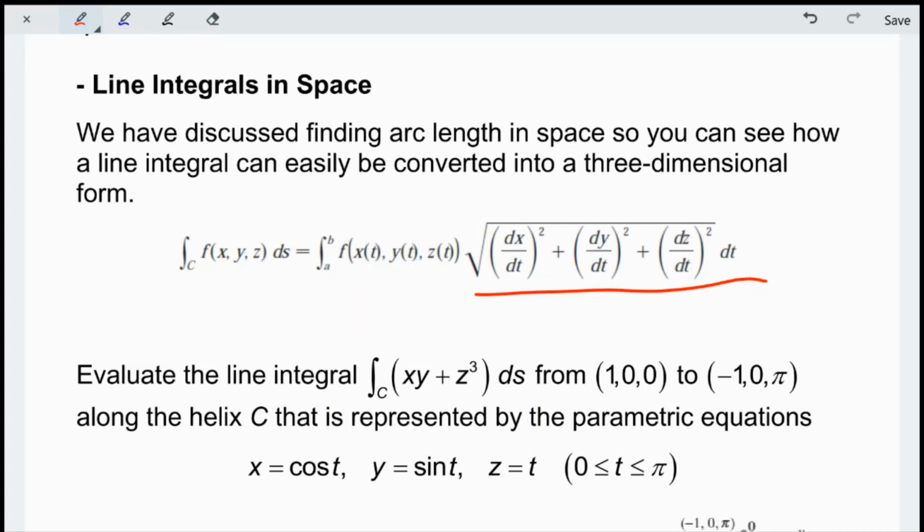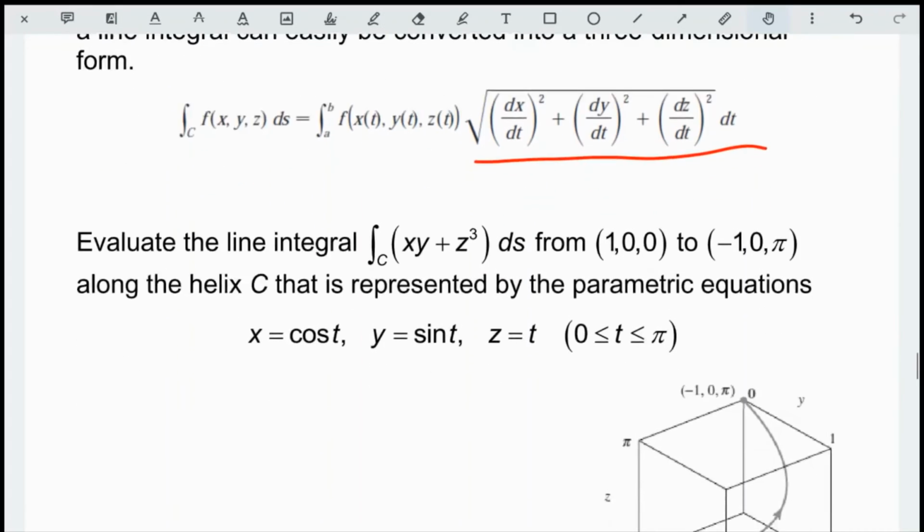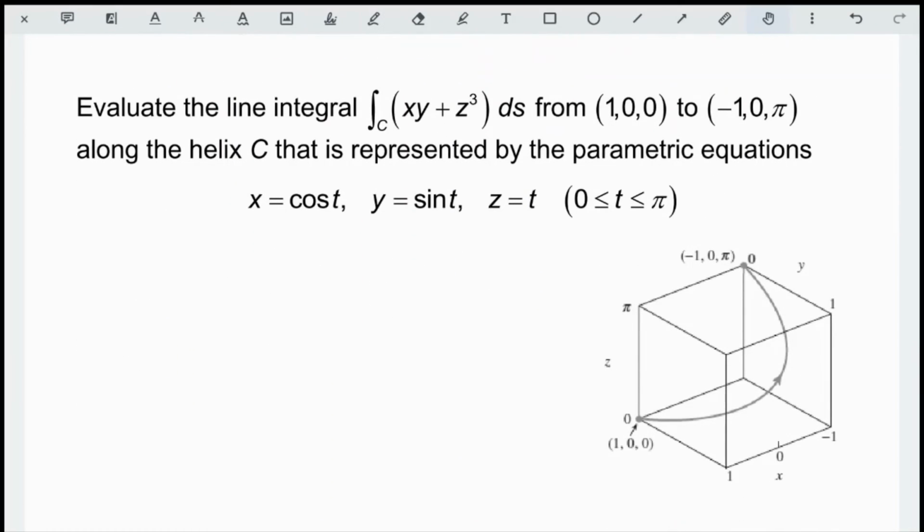Okay, so when we solve these kinds of problems out, it's very easy to do. Everything's pretty much the same. This one says, evaluate the line integral along this curve C, xy plus z cubed ds, from the point (1, 0, 0) to the point (-1, 0, pi) along the helix C that is represented by these parametric equations. Remember, a helix has a spiral shape, but we're moving in a circular pattern, either up or down. So that's what we're looking at here. What I want you to do is pause the video, take a couple of minutes and solve this out. When you come back, I'll show you the solution.